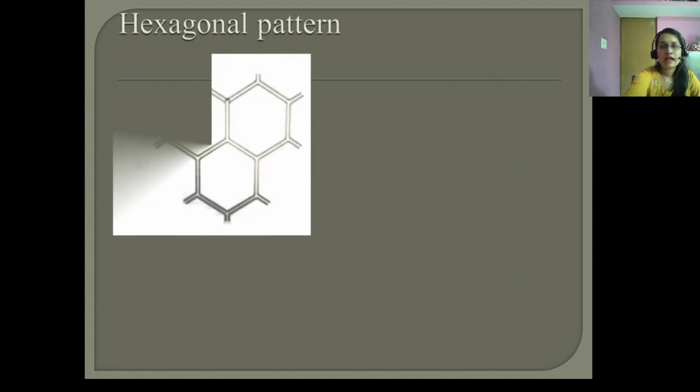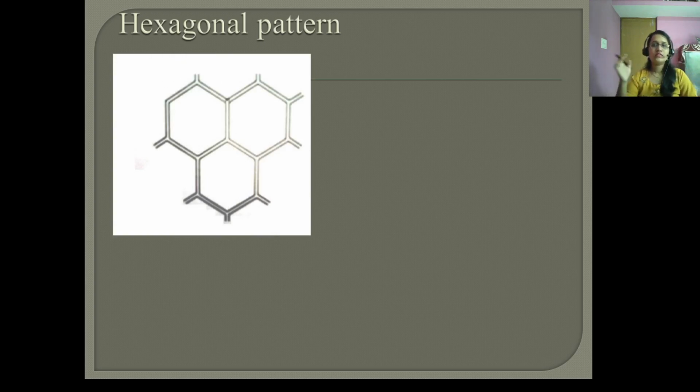Next is the hexagonal pattern. In this pattern, the entire area is provided with a network of roads forming a hexagon, as shown in the figure. So with this, I come to the end of this lecture.